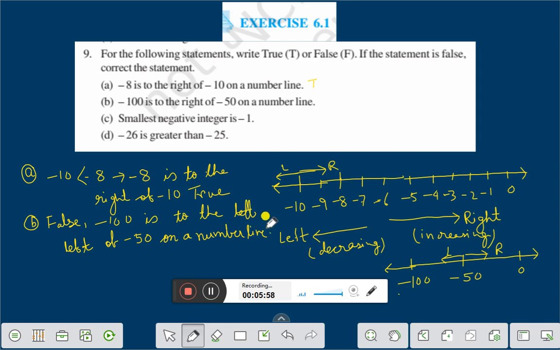Right, that means question number B is false, and minus 100 is to the left of minus 50. Here you see, because minus 100 is less than minus 50, therefore it is on the left side. Right, now question number C.